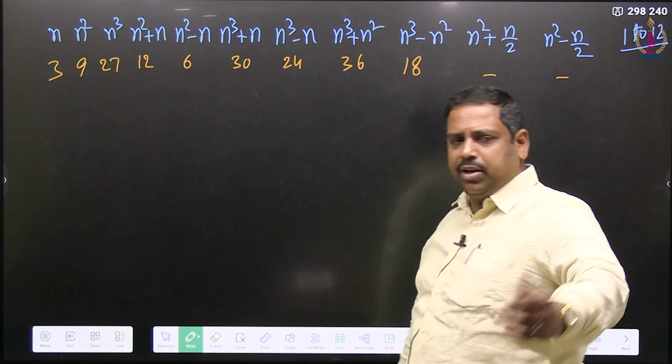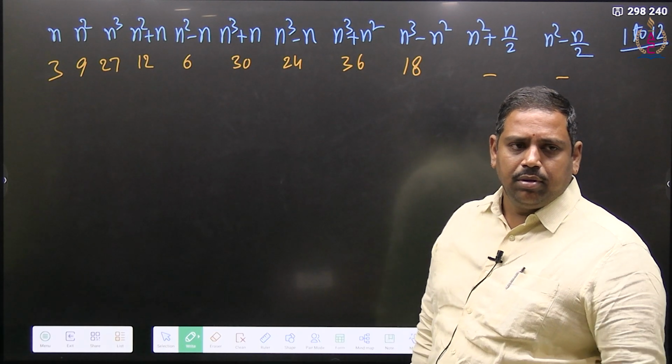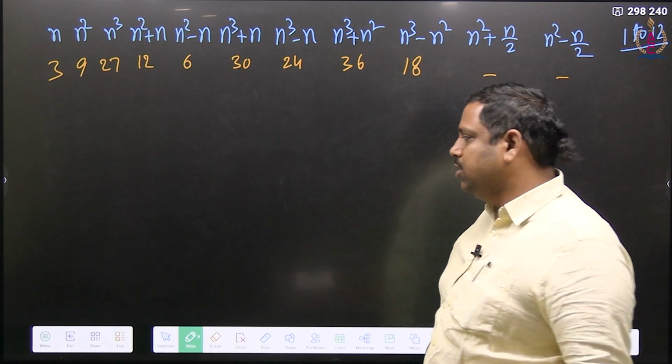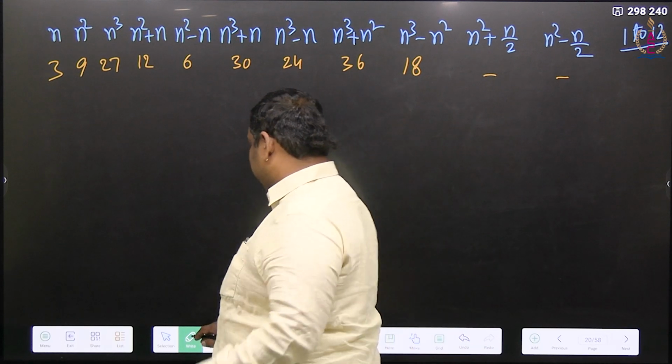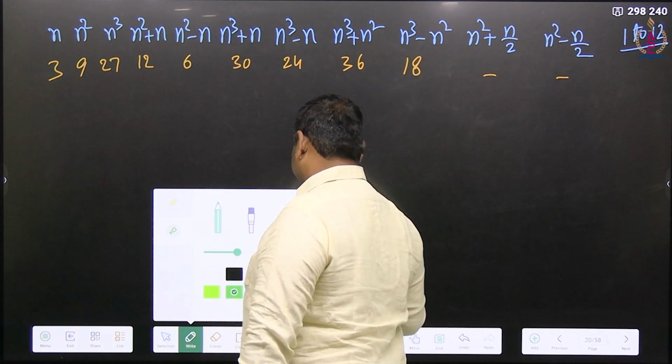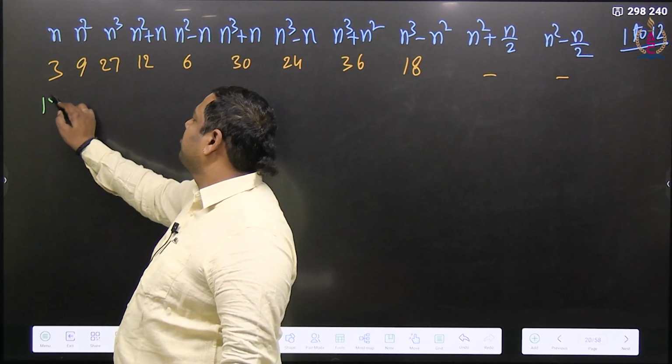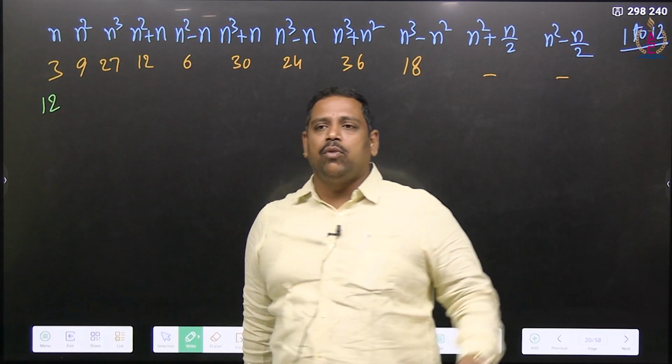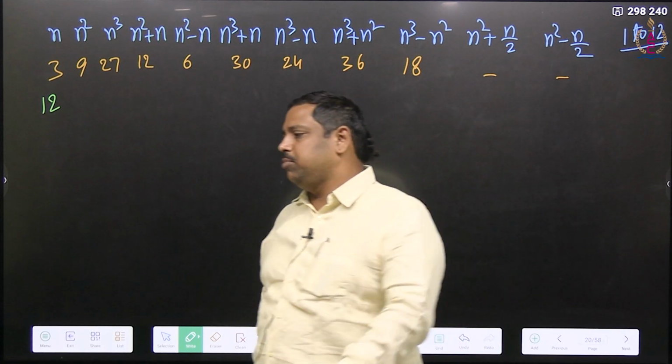Tell me one even number. Alright, let's go with 12. I said prepare up to 1 to 12, right? 12 is the largest number.